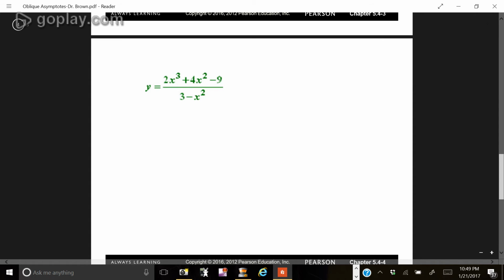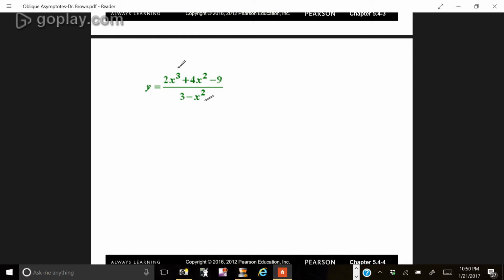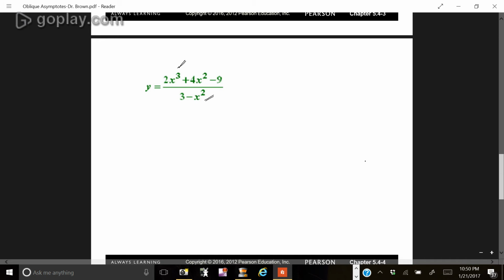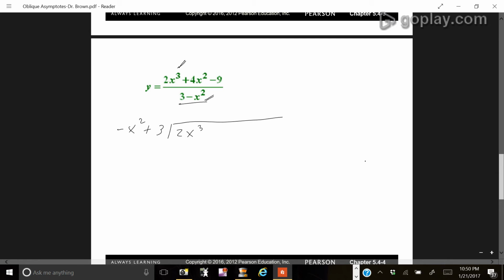Now, here's another example. Notice the degree of the denominator is 2. The degree of the numerator is 3, so it has a slant asymptote. Here we have to be careful and write minus x squared first, plus 3, divided into 2x cubed plus 4x squared. Notice we don't have any x terms, so we're going to put 0x minus 9.